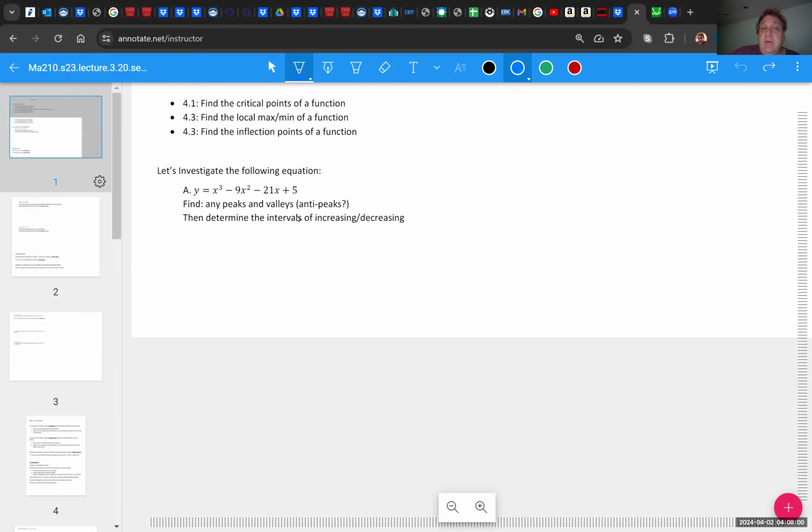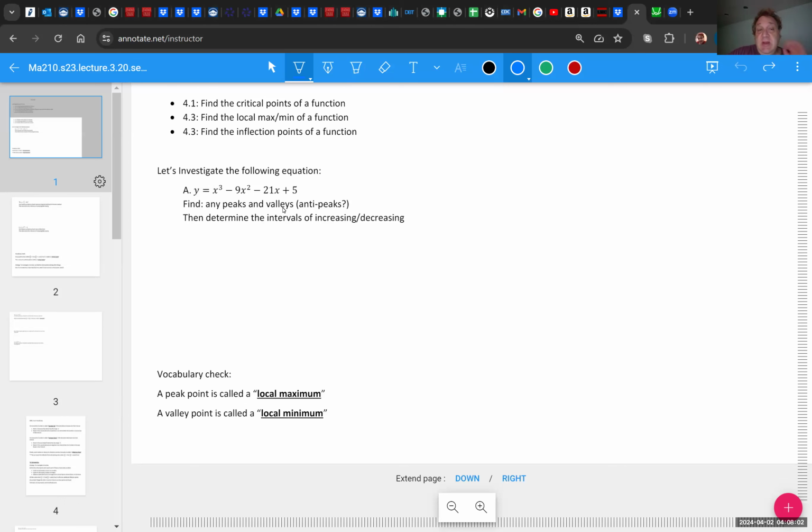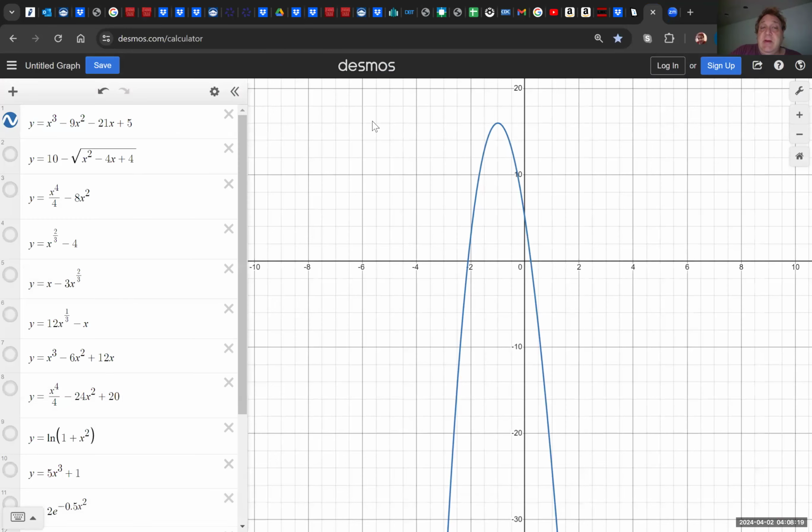So the first thing we're going to do is investigate a function, and we're going to talk about important features like peaks and valleys, increasing, decreasing, those sorts of things. So here's my function in example A. It's this x cubed minus 9x squared minus 21x plus 5 function. And certainly we can go and graph it. I've already graphed it right here. So it looks like this sort of U-shaped thing. And that's fine and dandy.